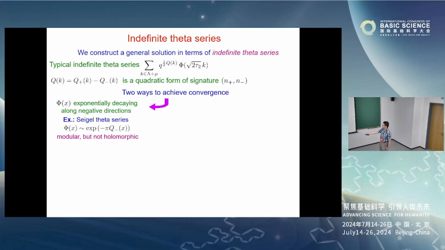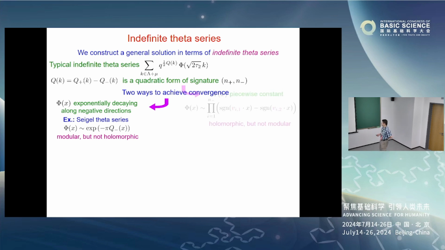and it will suppress the growth of this factor. And this is how you get Siegel theta series. But note that here I have in the argument the square root of 2 tau 2, where tau 2 is the imaginary part of tau, and of course it appears as a factor here when you substitute x by this. So what you get is that the Siegel theta series is known to be modular, but it will not be holomorphic because of this tau 2 appearance.